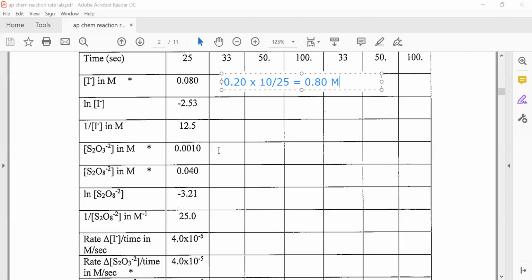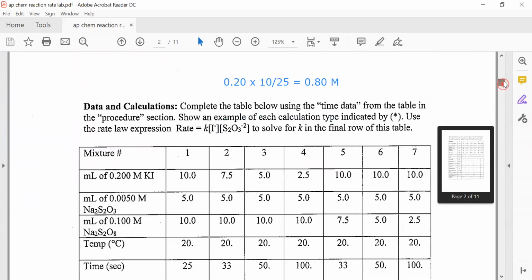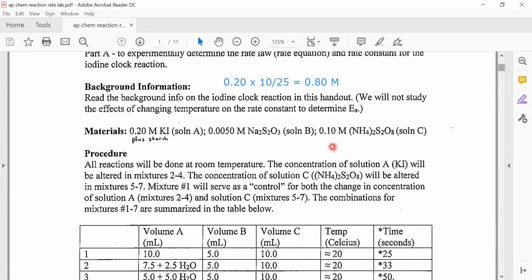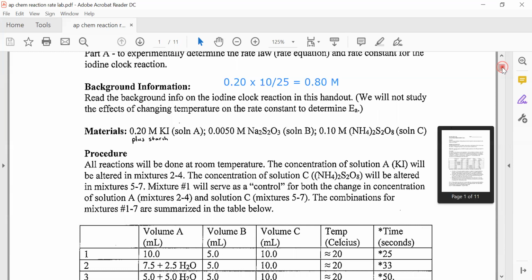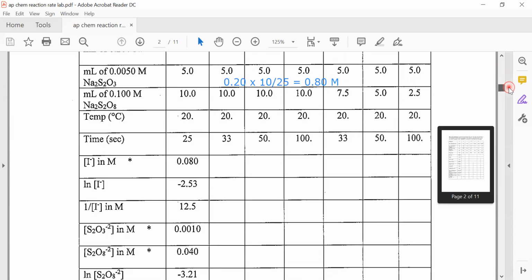Okay, the next one I'm going to look at is the concentration of S2O3 2-. And I'm going to do the same type of thinking. Notice that one is really dilute. And it's kind of the trick behind the whole reaction mechanism and that turning blue color. But anyway, I look at this, and this is 0.0050 molar by itself. But in reaction 1, I have 5 of this B, and I have 10 and 10 of the other. So 5 out of 25 milliliters are the 0.0050. So this is how I would do this calculation.